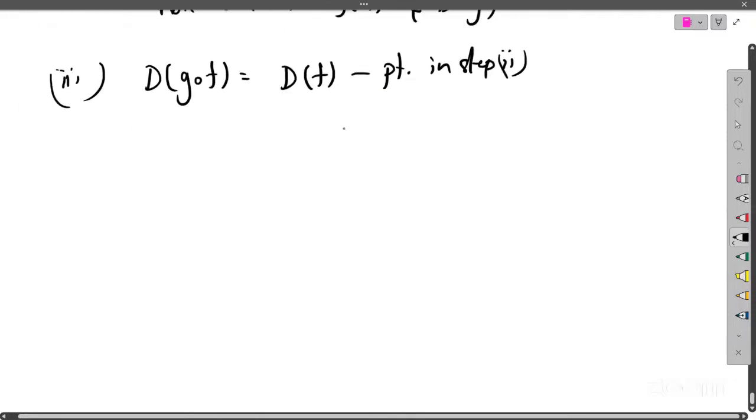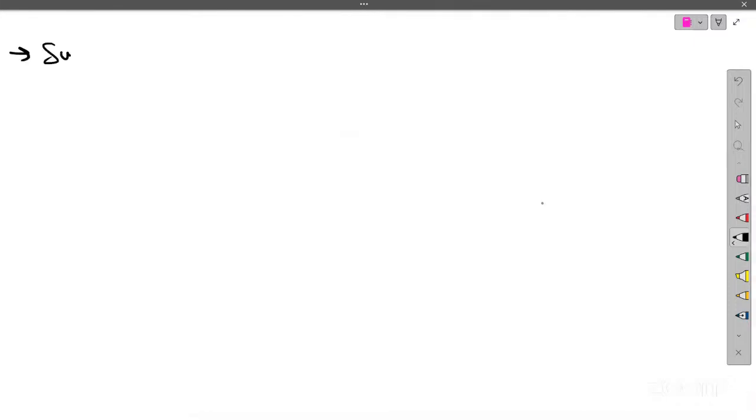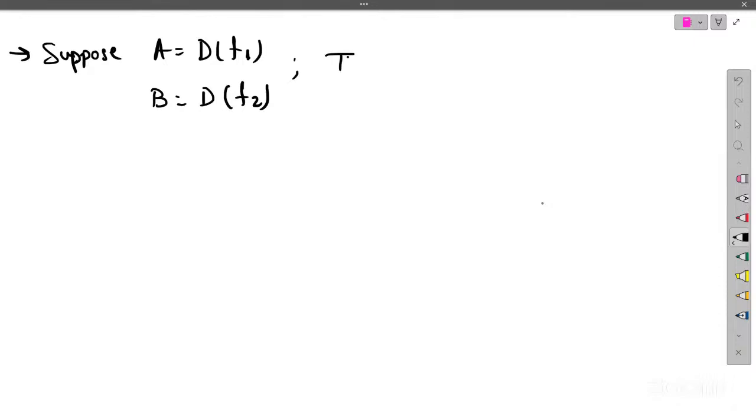Okay, so I'll ask you one question. Suppose A is the domain of f1, B is the domain of f2. I think this type of question is in your assignment, but let's see. Then what will be the domain of f1 plus f2? I'll give you 3 minutes to think, and then you can answer in the chat box.